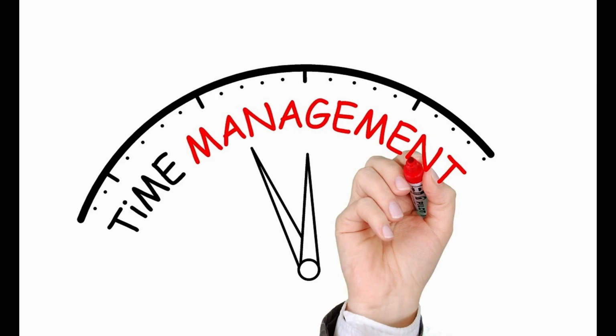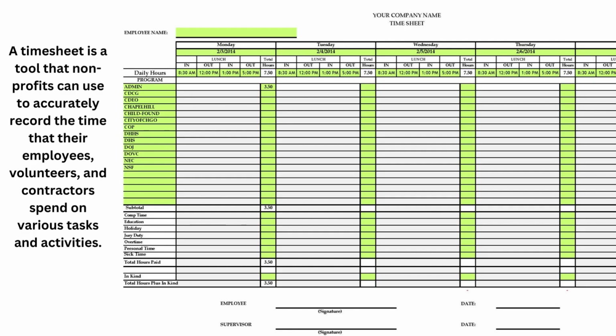Time and effort reporting is another important aspect of running a nonprofit organization, as it helps to track the use of resources, cost allocations of time, and ensures that grants and funding are being used appropriately. A timesheet is a tool that nonprofits can use to accurately record the time that their employees, volunteers, and contractors spend on various tasks and activities.